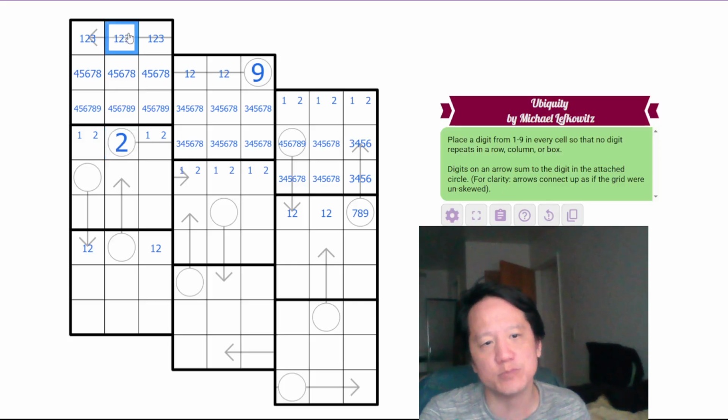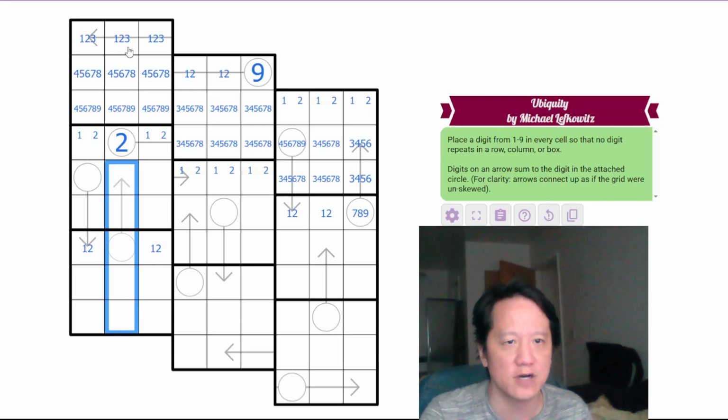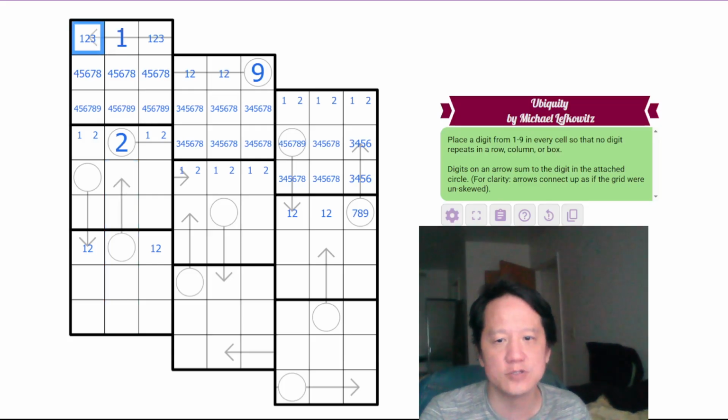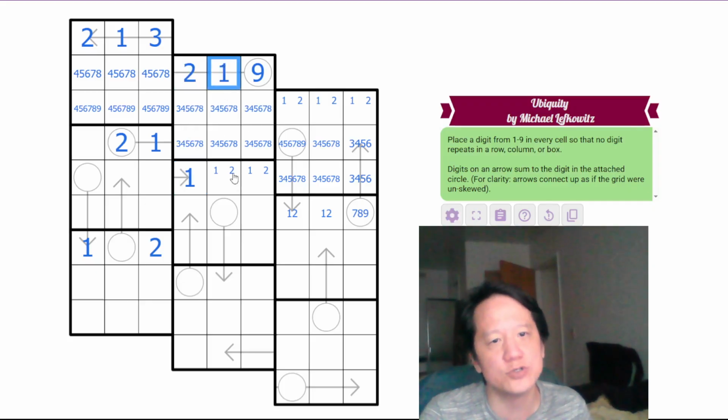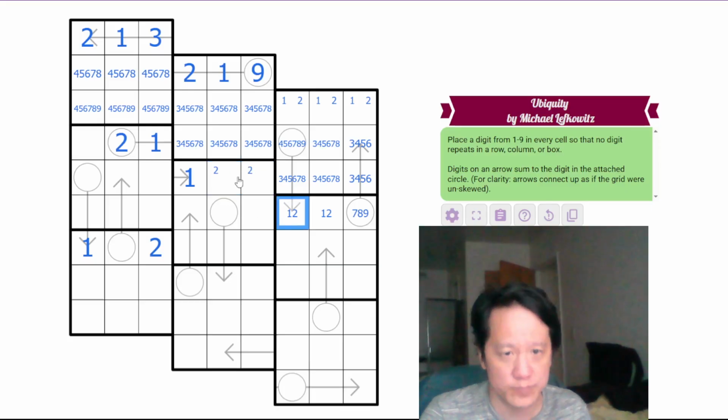So that's 2, which makes this not 2, whereas 1 in the rest of this column, it has to be there. So this is 1, this is 1. 2 is a sum of 1 and 1, so that's 1 and 1. This can't be 1 or 2 here. 1 eliminates 1 here, so that's 2 and 1 there. 2 eliminates 2 here, so that's 3 and 2 there. 1 eliminates 1 here, so it's 2 and 1. And these can't be 1 anymore.